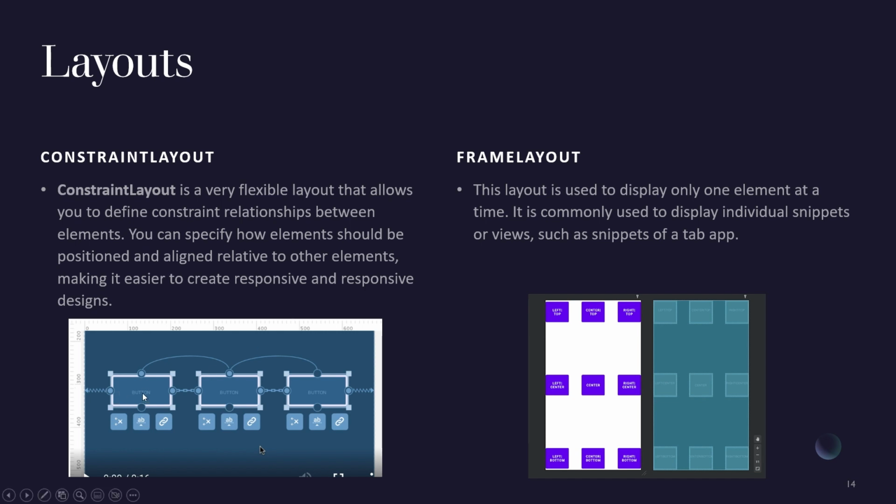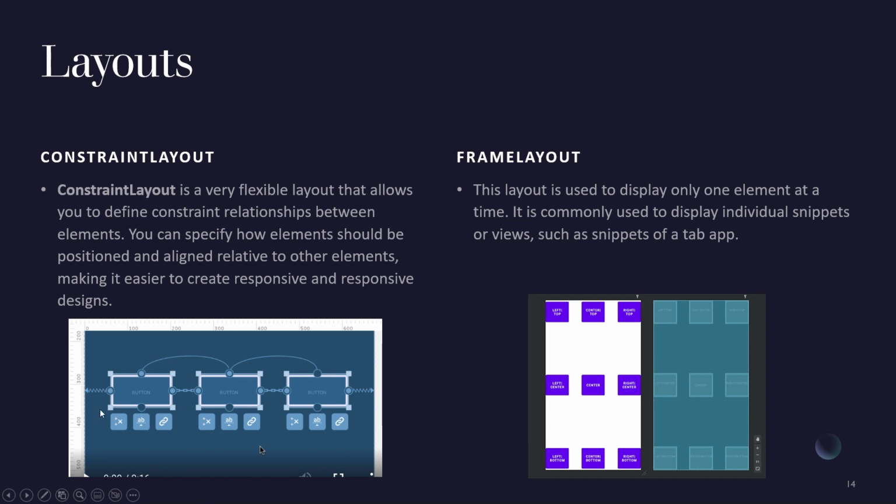Later, when you see my application, do you see these types of lines in the buttons, for example, or text? This is a constraint layout. The frame layout is used to display only one element at a time. It's commonly used to display individual snippets or views, such as a snippet of a tab. For example, this is a frame layout example.